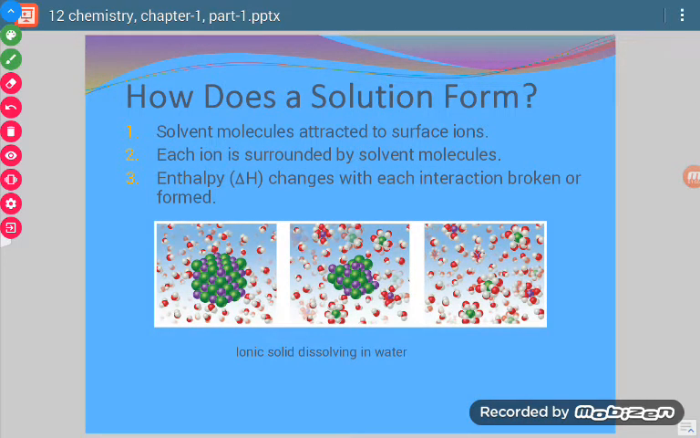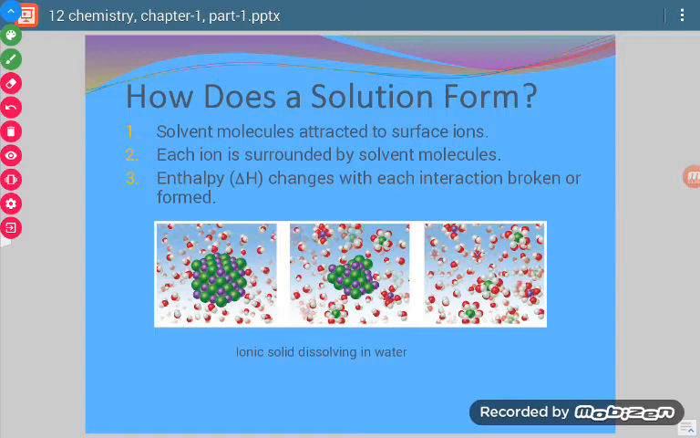Now how does a solution form? Okay, now see, there are three basic steps. First, solvent molecules are attracted to surface ions. So solvent molecules get attracted towards the surface ions. Then what happens? Each ion gets surrounded by solvent molecules. Now during this process a certain enthalpy change is also there, because of interactions, a few are broken and a few are formed. So these three things happen whenever an ionic solid is dissolved in water.